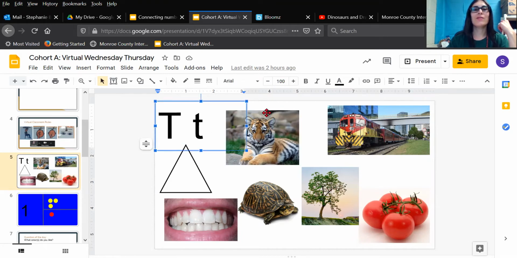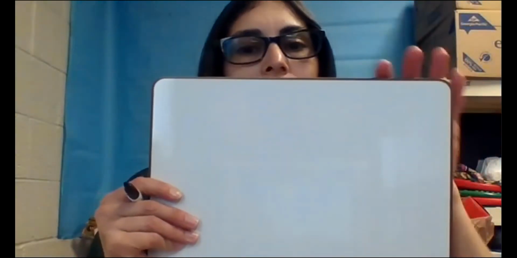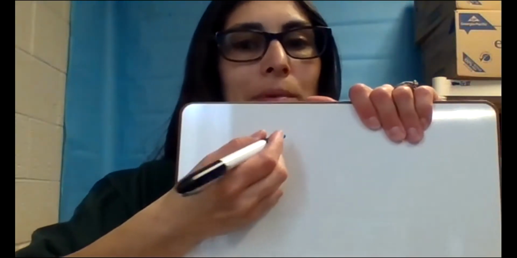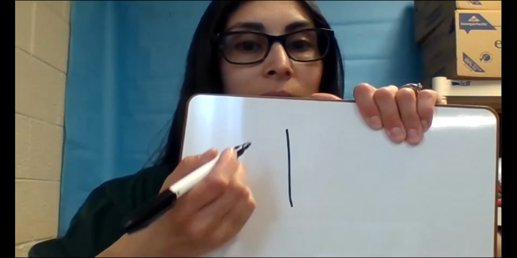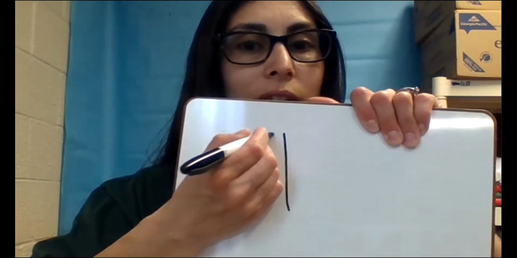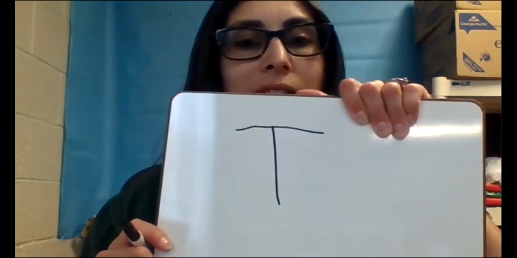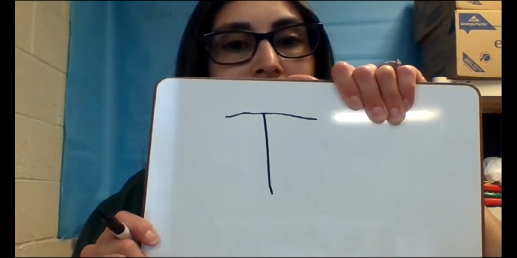T. All right, let's go ahead and make our letter T. I've got my marker and I've got my board. All right, capital T. To make a capital T, we're going to draw a tall line down. And then we're going to cross it across the top. T.